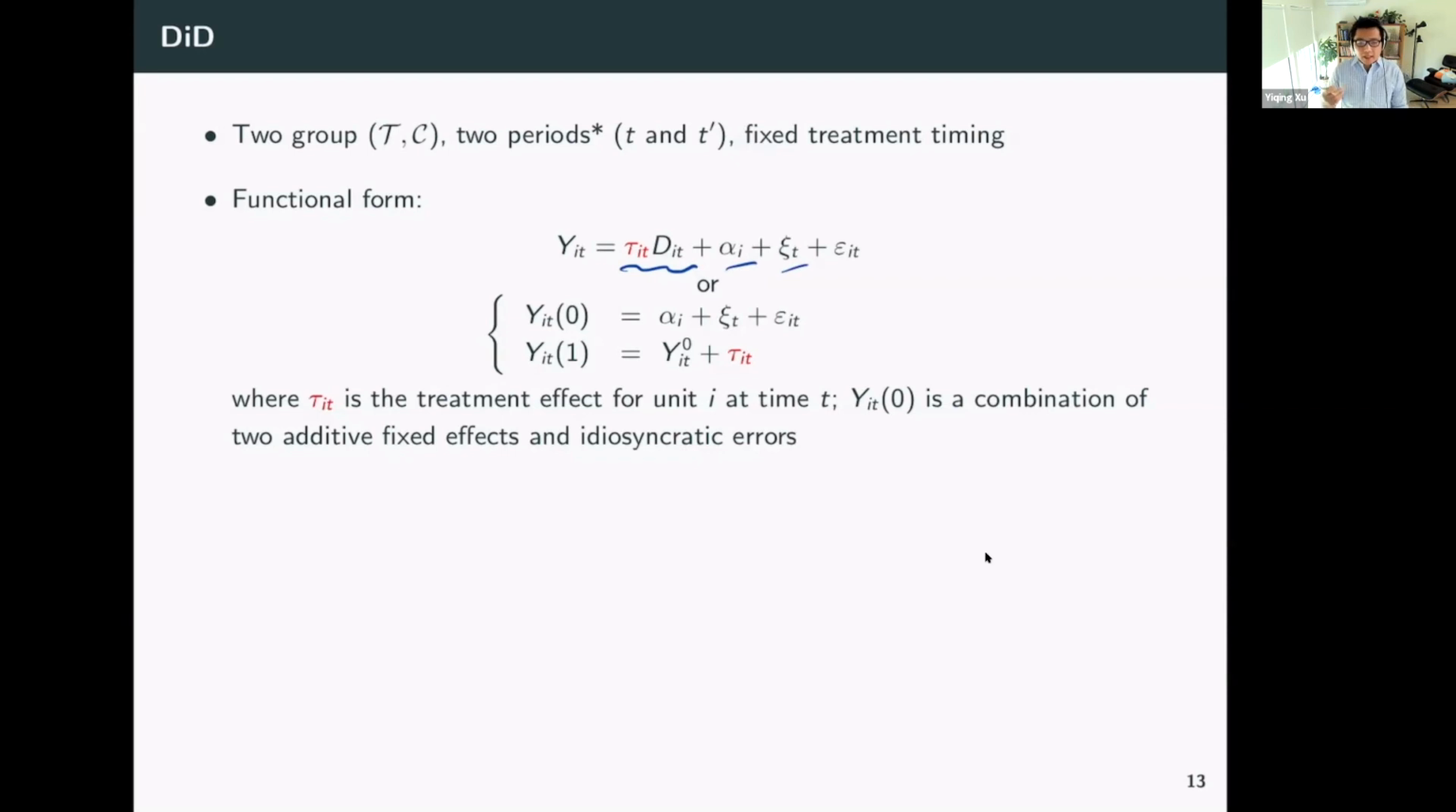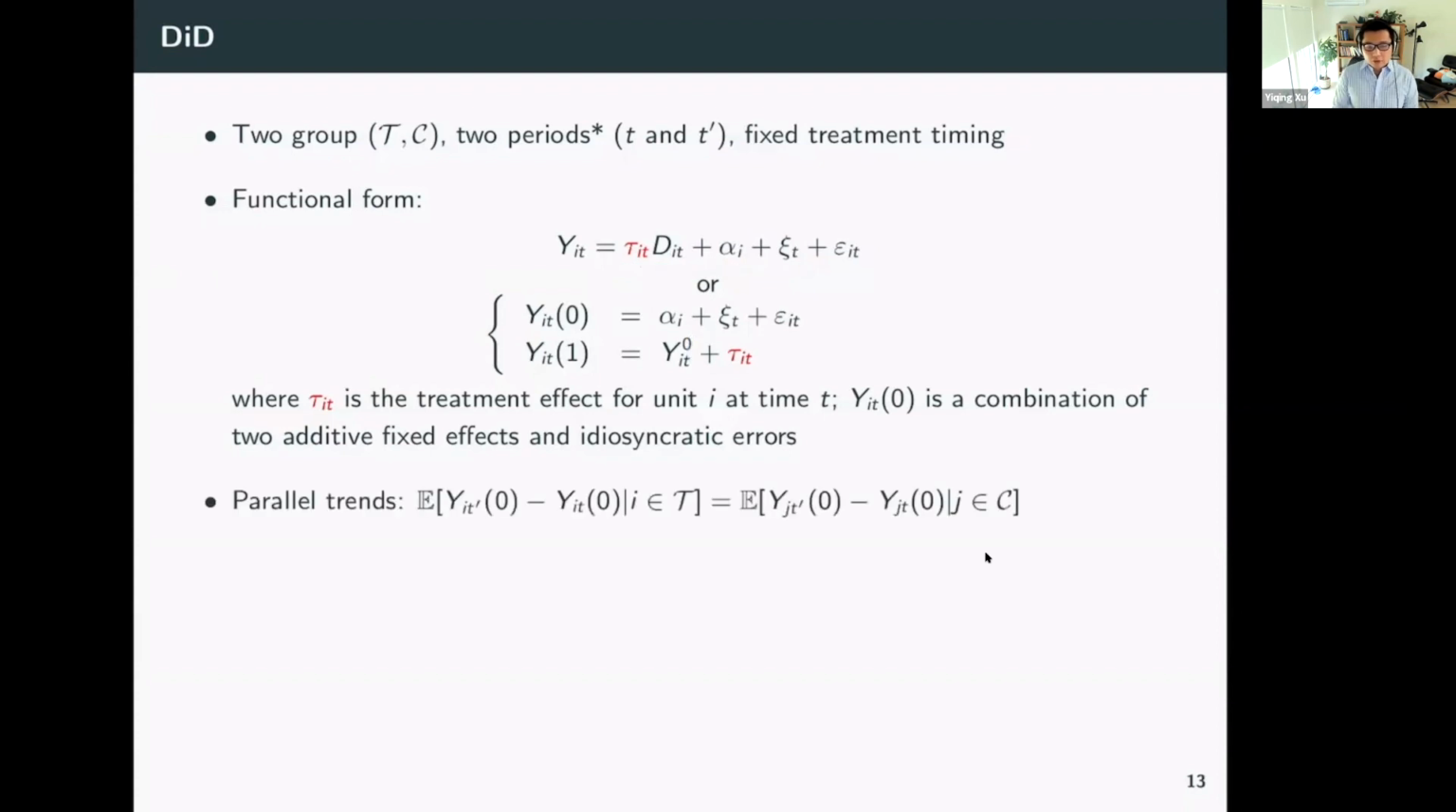As I said, with any panel data model, you're implicitly making an assumption of how you want to predict the counterfactual. So here with DiD, you're essentially making a prediction for a counterfactual with 2 additive fixed effects and then a random error in this equation. And the difference between Y1 and Y0 is tau IT, which can be arbitrarily heterogeneous.